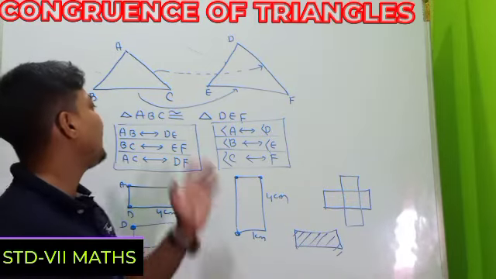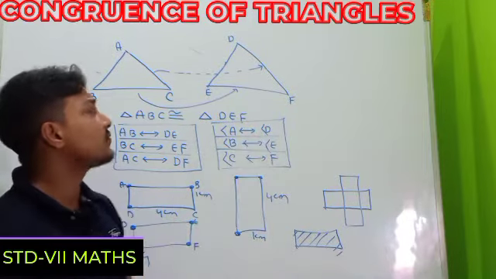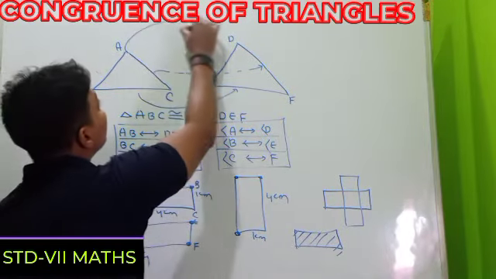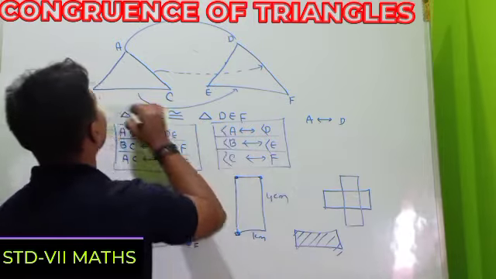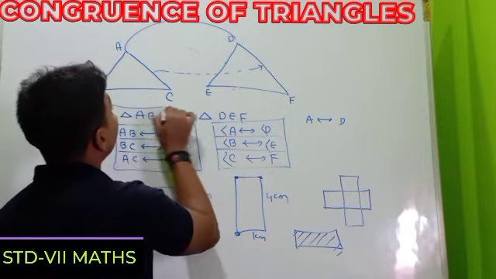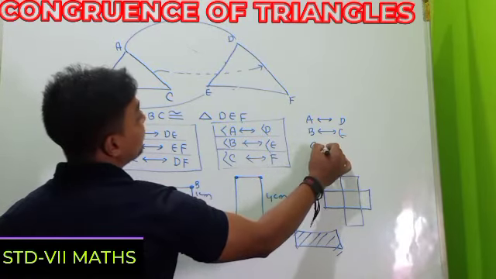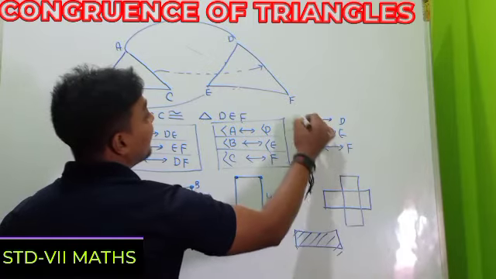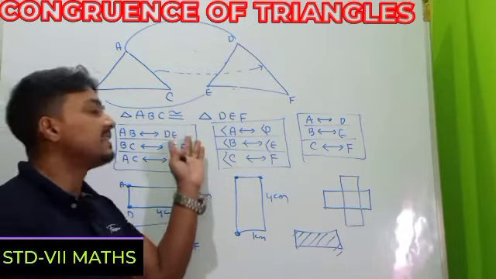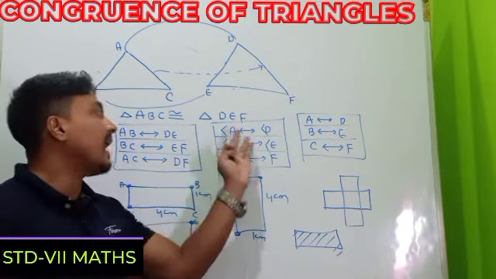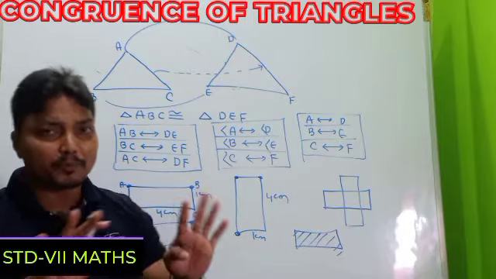So the important thing is that sides match with one another, angles also match with the corresponding ones, along with vertices. It means A vertex should match with D, B vertex should match with E, C vertex must match with F. Then after, both are congruent. It means three sides matching, three angles matching, along with the three vertices also matching. Up to this clearly understood?